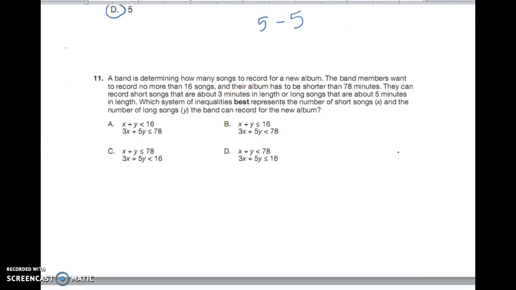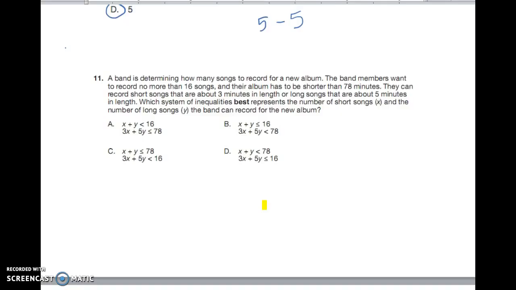Number 11 says a band is determining how many songs to record for a new album. The band members want to record no more than 16 songs, and their album has to be shorter than 78 minutes. They can record short songs that are about 3 minutes in length, or long songs that are about 5 minutes in length. Which system of inequalities best represents the number of short songs X and the number of long songs Y the band can record for the new album.